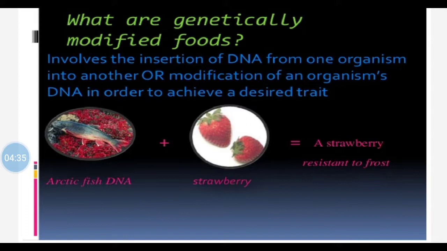This is one technique. Or whatever the existing food material is there, vegetable or fruit, the DNA of that particular food material is modified to get some new species, isn't it? That we call a GM food.